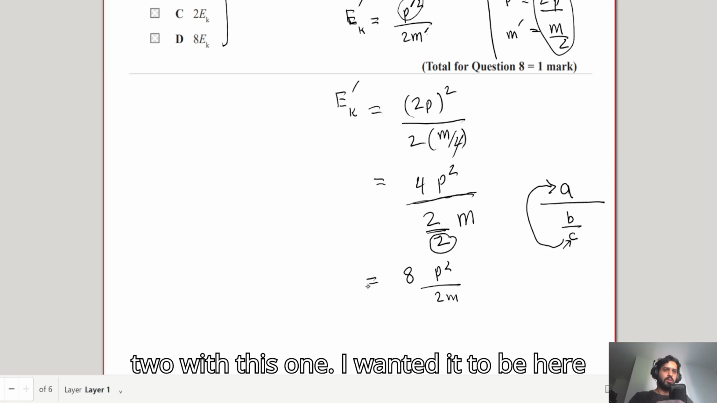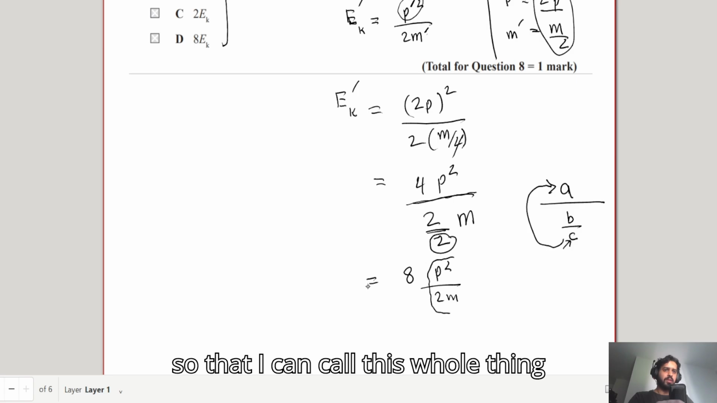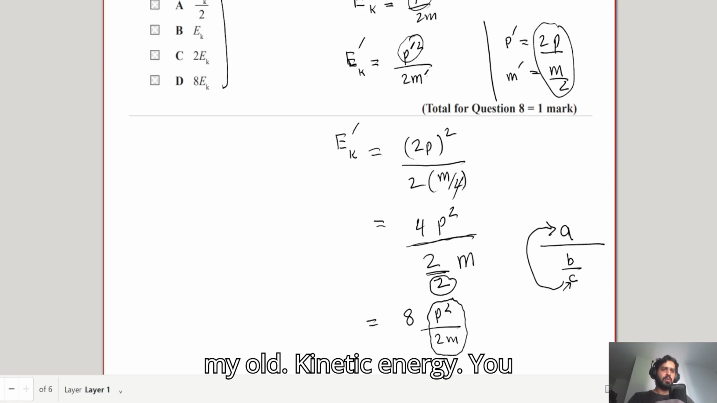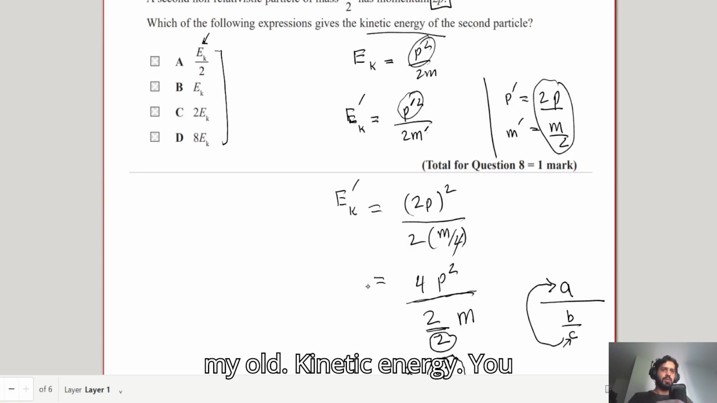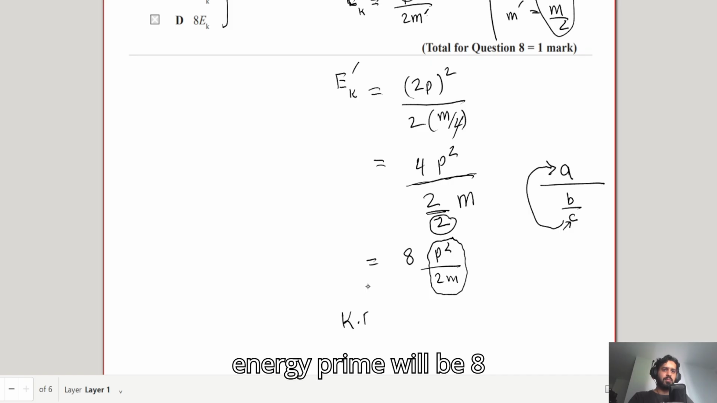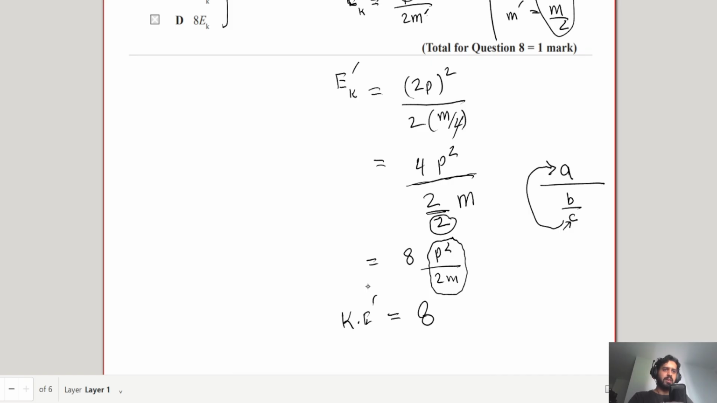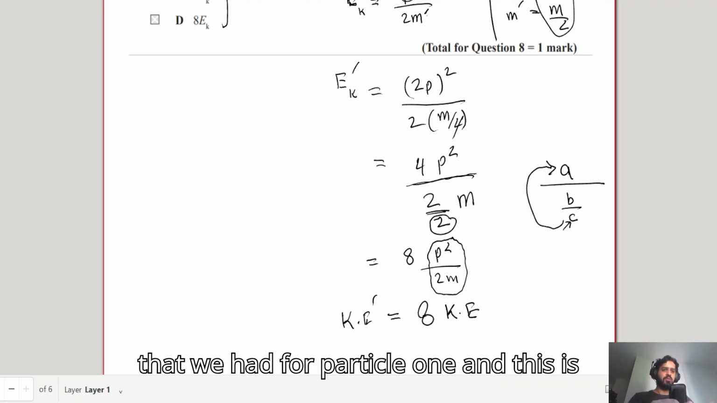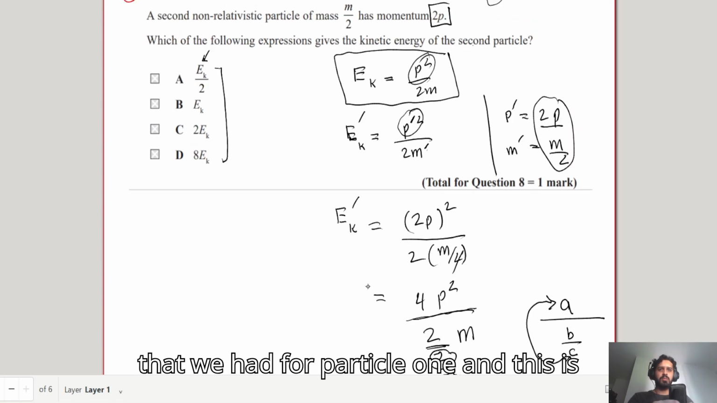I wanted it to be here so that I can call this whole thing my old kinetic energy. You see, Ek is p squared over 2m. So now finally, kinetic energy prime will be 8 times the kinetic energy that we had for particle 1. And this is option D.